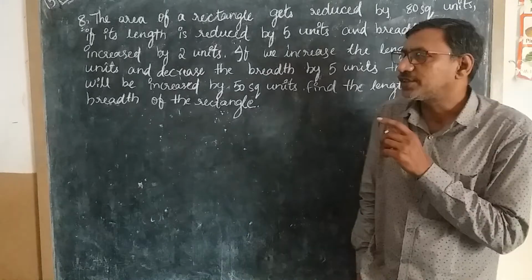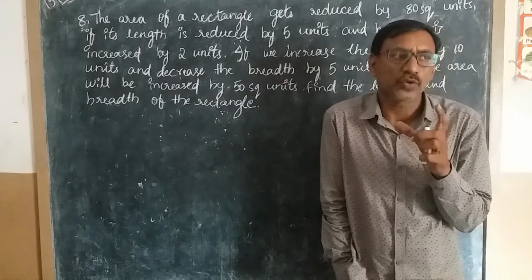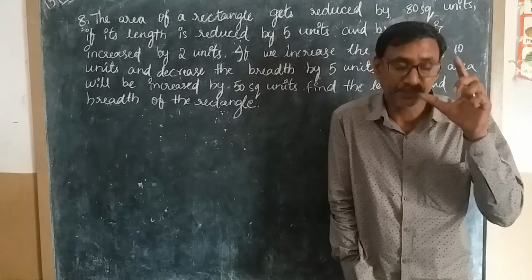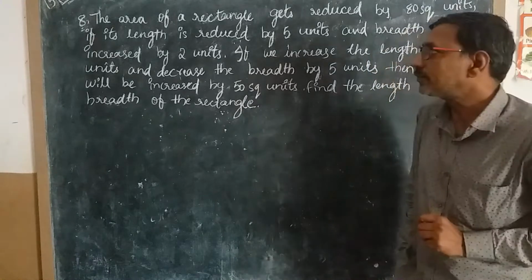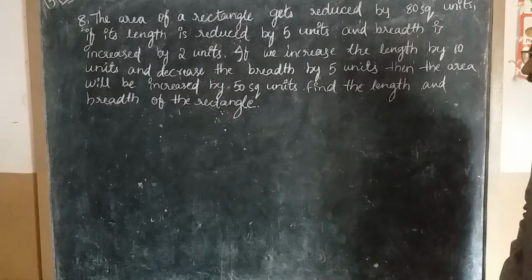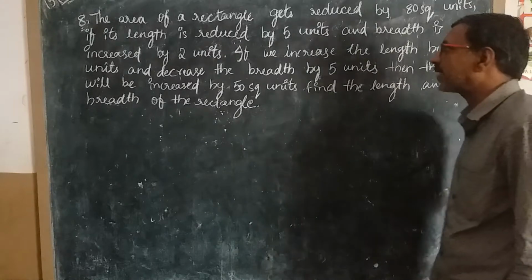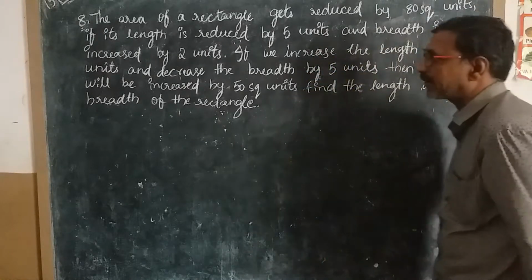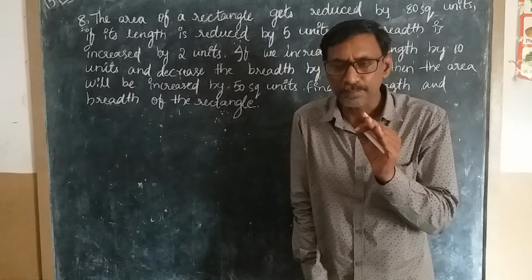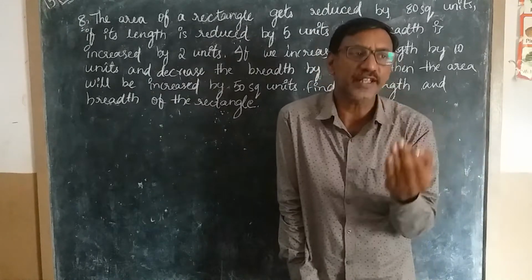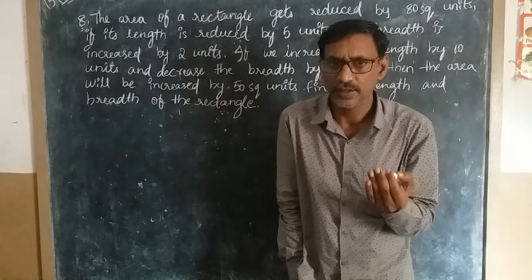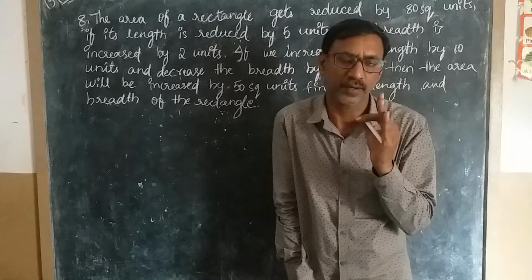When we read this question, we get confused about how to do this problem. That's the reason I'm telling. The area of a rectangle gets reduced by 80 square units if length is reduced by 5 units and breadth is increased by 2 units. Here there is no area, but reduced area is given. There is no length, there is no breadth. From the first statement, very, very important.